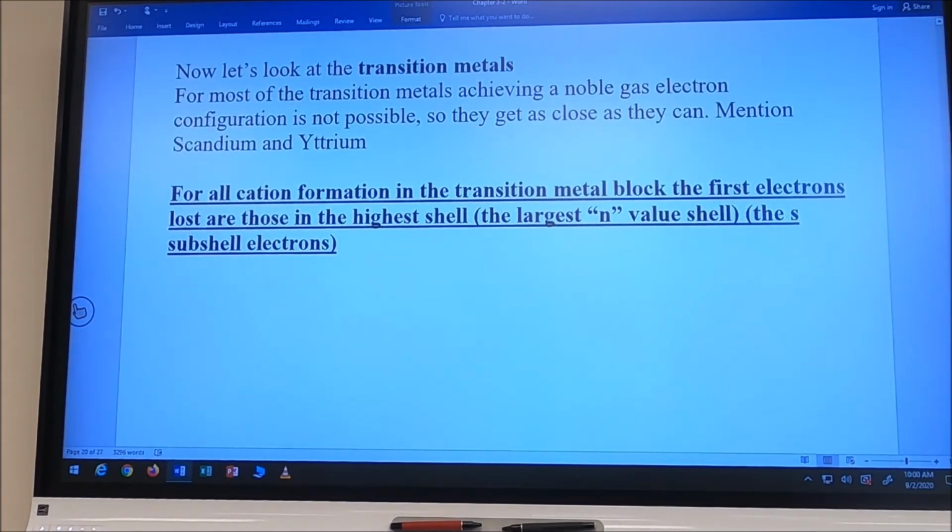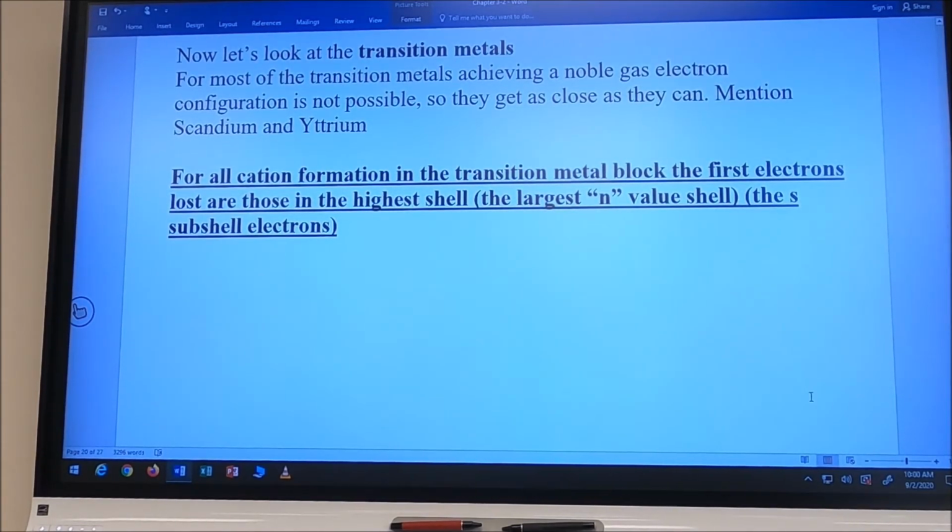Now let's talk about transition metals. We think about transition metals trying to look like a nearest noble gas neighbor. For most of them, it's almost impossible. Something like scandium and yttrium can do it, but something like iron can't. Okay? So, how does a transition metal form a cation?